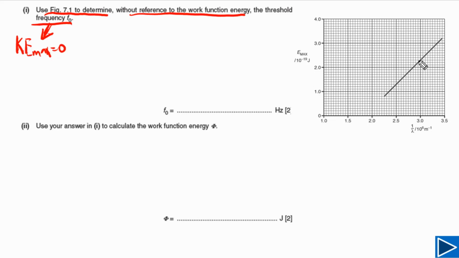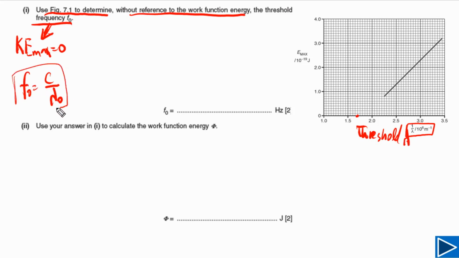This is telling you that you need to extend this line, and this line will intersect this axis. So where it intersects the x-axis, the kinetic energy will be equal to 0, and at that point you can find the value of 1 over lambda. Then we can use this equation: f naught is equal to c over lambda naught. So from here we can find out the threshold wavelength, and then you need to use this equation.